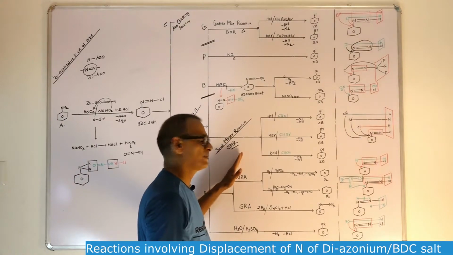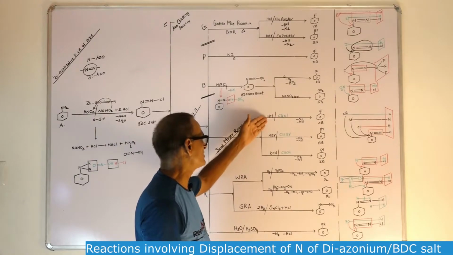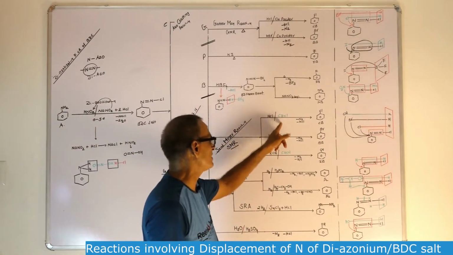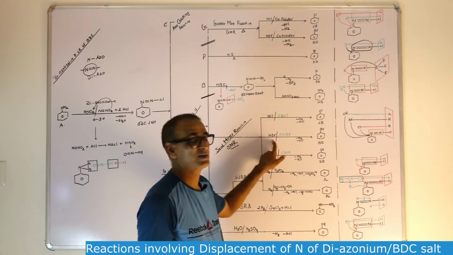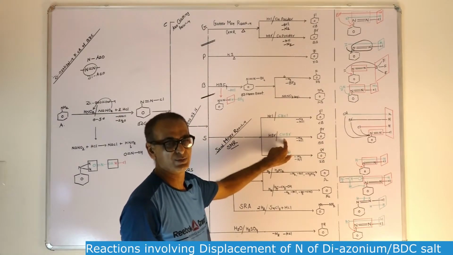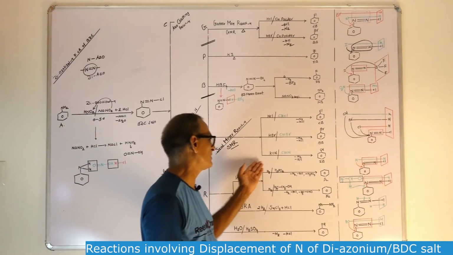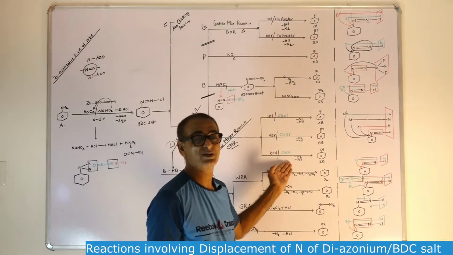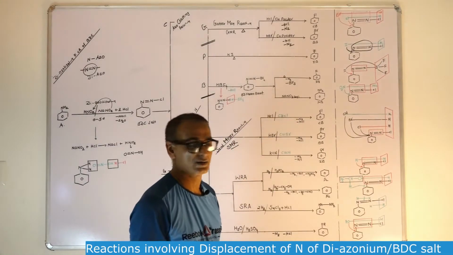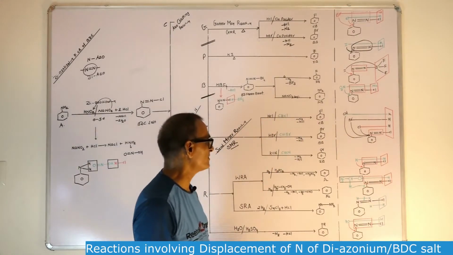During this reaction, BDC salt is reacted with HCl, HBr, KCl in presence of CuCl. Otherwise, when reactant used is HBr, at that time CuBr catalyst is to be used. When KCl is used as a reagent, at that time CuCl, cuprous cyanide, cuprous bromide, cuprous chloride, this type of catalysts are used during this reaction.